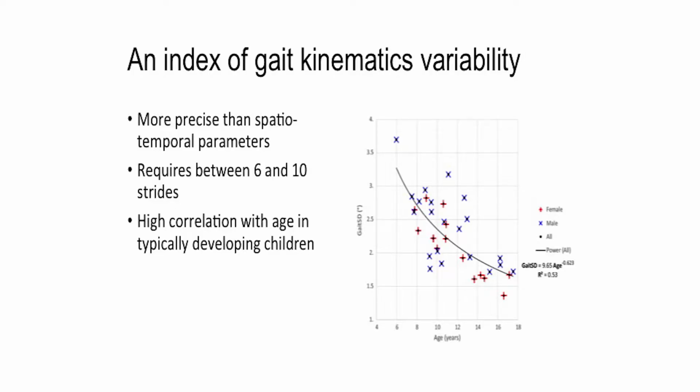So the first few things that we found was that the index was quite accurate, and more accurate, in fact, than spatio-temporal parameters. It only required 6 to 10 strides to be precise. And also, it was showing a very large correlation with age. So it was sensitive enough to be able to detect the change in maturation of gait in typically developing children. So we were hopeful that would help us into differentiating patients with different type of movement disorders.